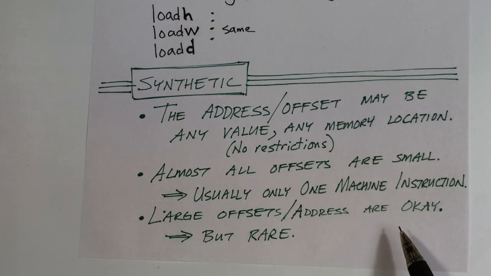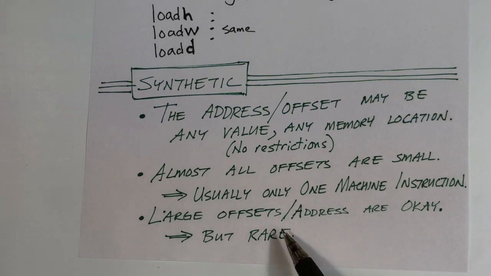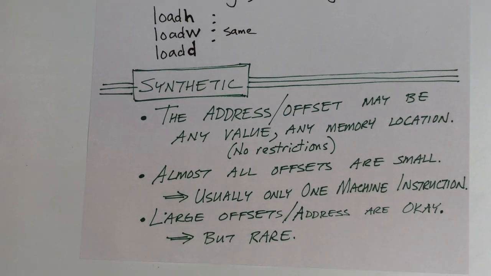Large offsets are okay, and the assembler will synthesize more than one instruction if necessary, but large offsets and large addresses are relatively rare. So generally we get by with a single machine instruction for every load and store instruction.